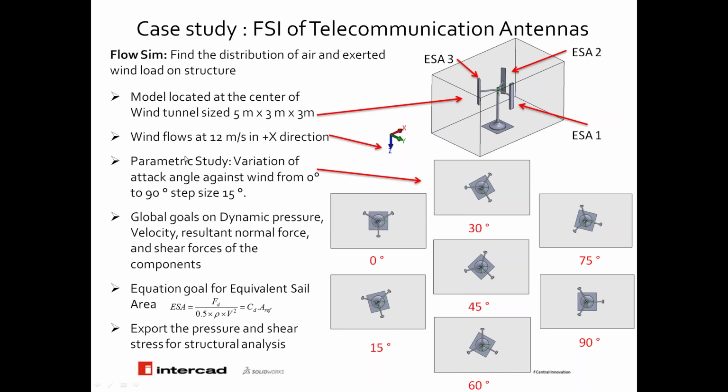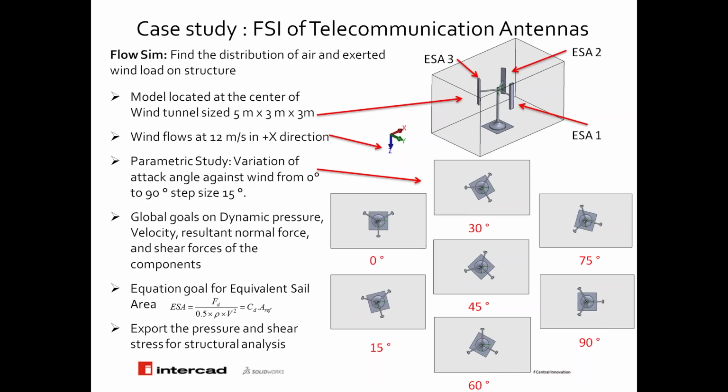We're assuming we have a wind flow at 12 meters per second in the X direction. And then we would like to see if the structure is withstanding such a wind loading, even if the wind load is changing. We are going to resemble the change of the wind load direction by rotating our model from 0 degrees, 15, 30, 45, 60, 75, and 90 degrees. So basically, we're rotating our model while the wind load is coming from the same direction, and looking at the structural response at each point.